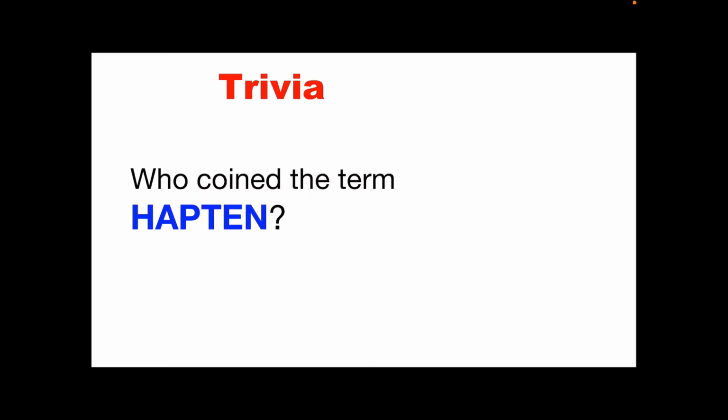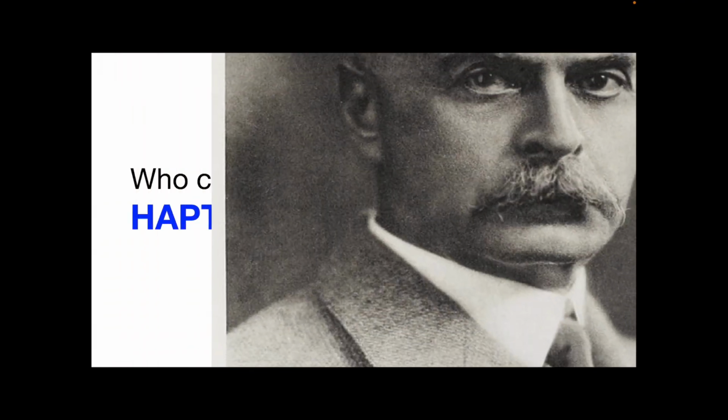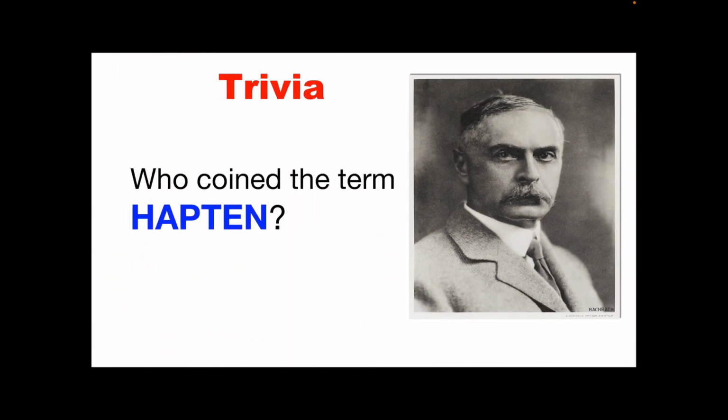So I'll just have some trivia here because I think this is not that well known in the field of medical technology. Who coined the term hapten? This person, I think you already know him. He is Carl Landsteiner. In the field of medical technology, Landsteiner is perhaps best remembered for his discovery of the ABO blood groups and the naturally occurring ABO antibodies.